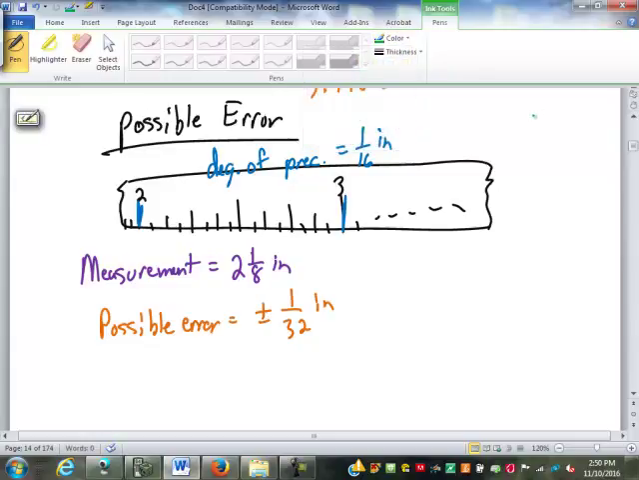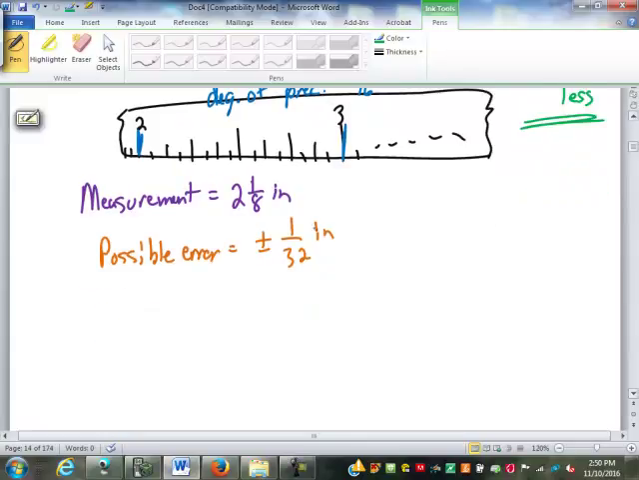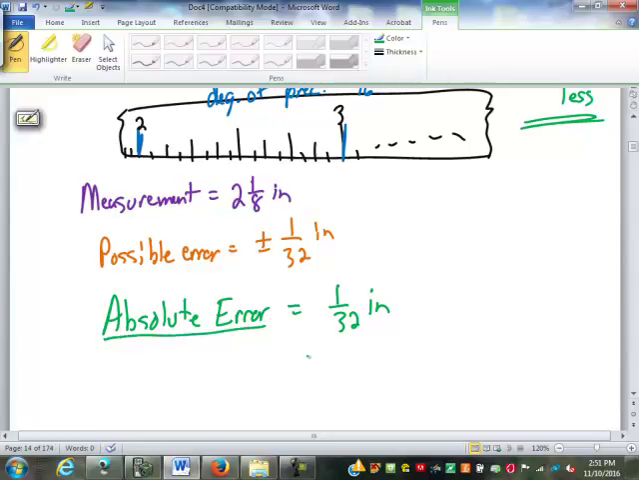Now, before I go any further, let's set a standard. Let's set a goal of 1% or less error. Okay? So we've got a possible error of plus or minus 1/32. So we're going to say that our absolute error is going to be a 1/32 of an inch. That's the worst possible case. I mean, it could be dead on. It could be zero error. But this measuring device is giving us a possible absolute error of a 1/32 of an inch.